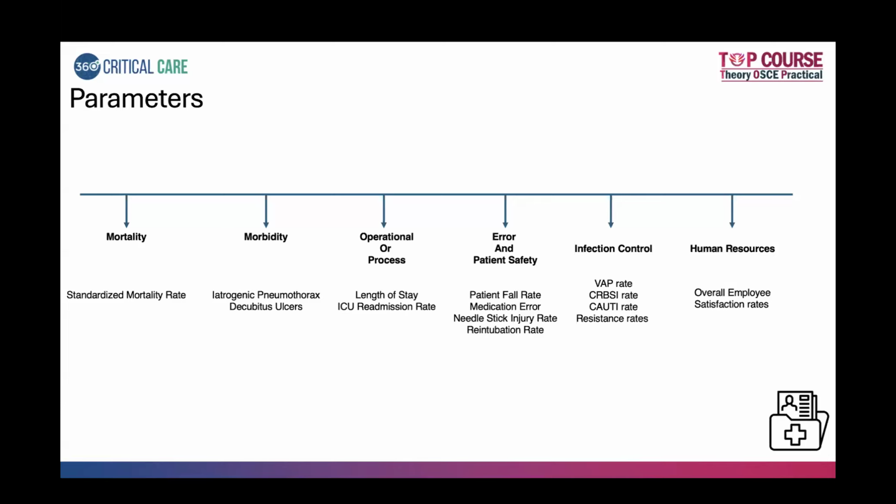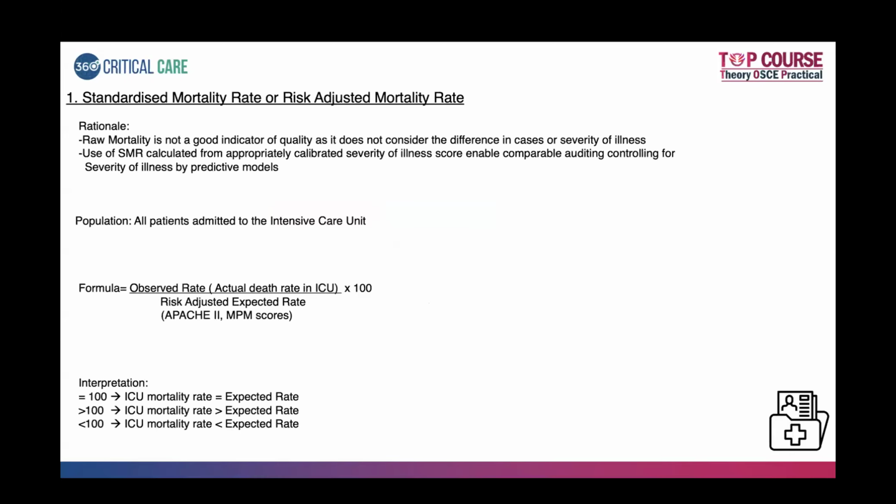For error and patient safety, you can assess the patient fall rate, medication error, needle stick injury rate, or the reintubation rate. For infection control, you can go with the VAP rate, the CRBSI rate, CAUTI rate, and the resistance rate. Surgical site infection rate can also be included, but that is more often an operation theater predominant parameter, so I have not included it under this. And last, under human resources, you have overall employee satisfaction rate and customer satisfaction rate, that is the patients. So totally I'll be covering 15 parameters, but I'll make sure that you all have a good clarity of this because this is very, very important.